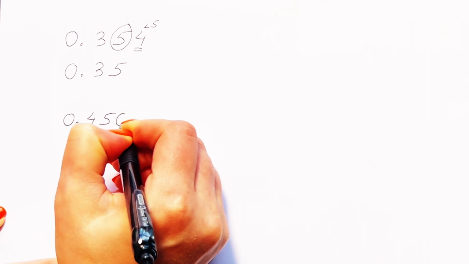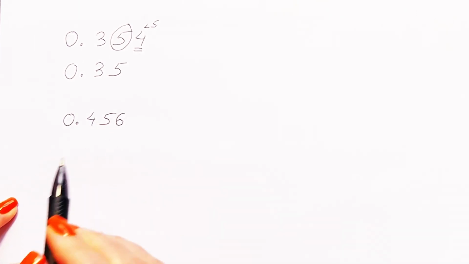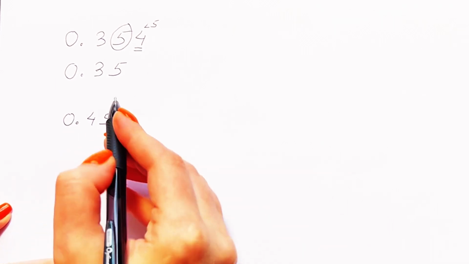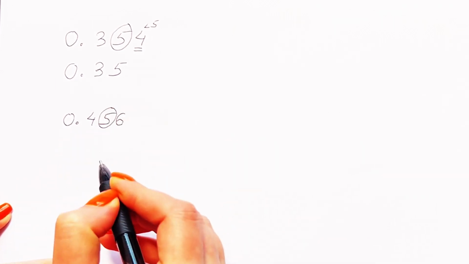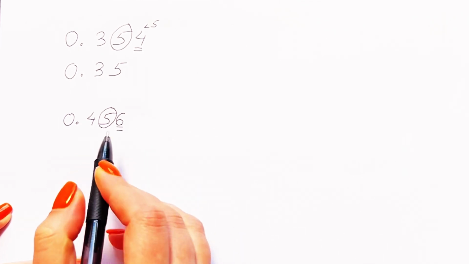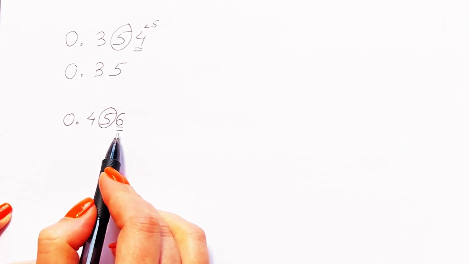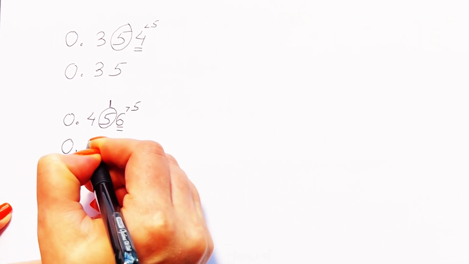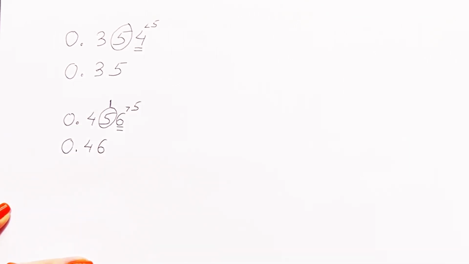Let's do another example. I have 0 and 456 thousandths. And again, I want to round it to the nearest hundreds place. Tenths place, hundreds place. I'm gonna circle the hundreds place. And the next digit is greater than 5. It means I'm gonna round it up. The 5 is gonna become 6. 0 and 46 hundredths.